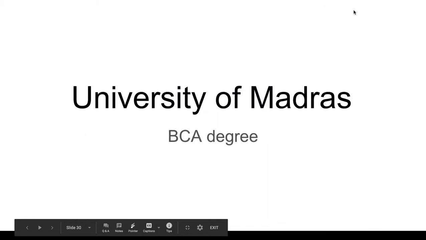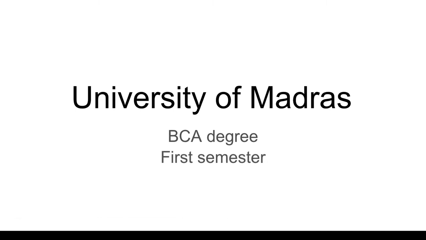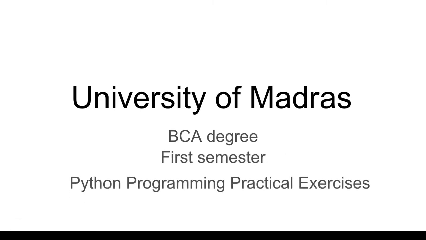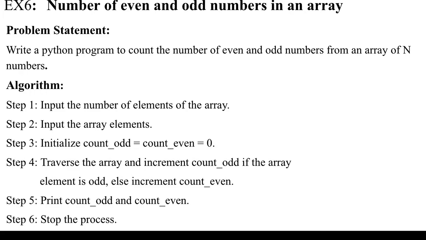Hello friends, today I am going to discuss the B.Sc degree first semester Python programming practical exercises under University of Madras. Exercise number 6, number of even and odd numbers in an array. The problem statement is: write a Python program to count the number of even and odd numbers from an array of n numbers. Now we'll see the algorithm.